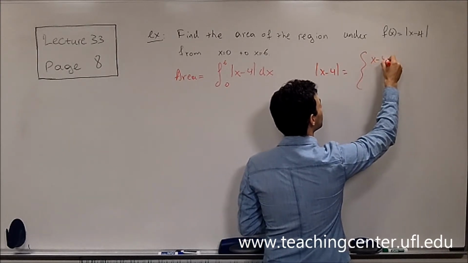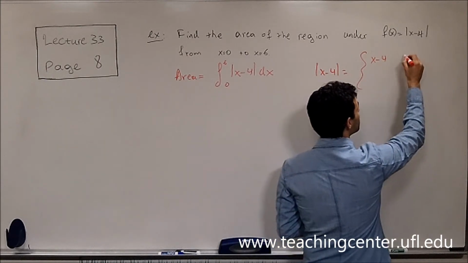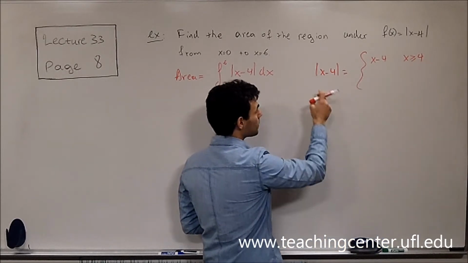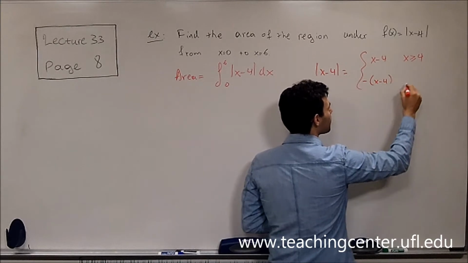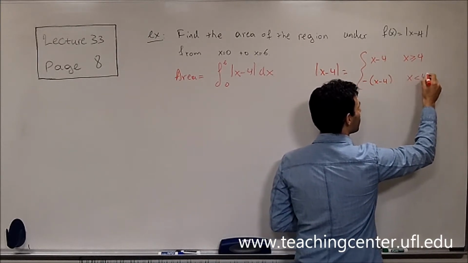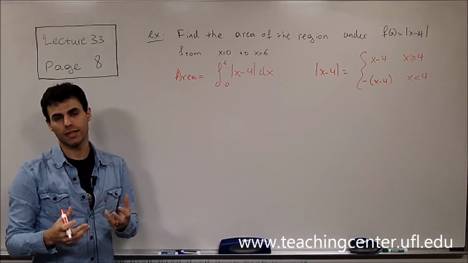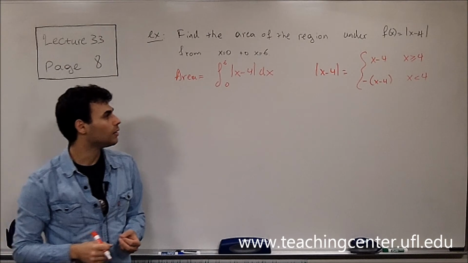It is the same thing when the quantity here is positive, and the quantity here is positive if and only if x is greater or equal to 4. And it's minus that, so minus x minus 4, if your quantity is smaller than 4, if x is smaller than 4. Okay, so we have two pieces for this function. How can we plug that into an integral?